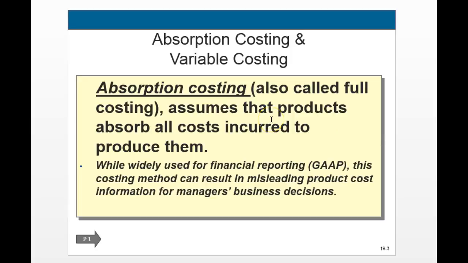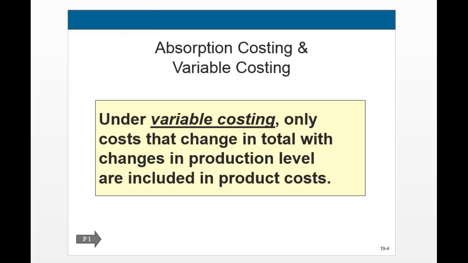With absorption costing, we're always gathering, it's like a big snowball. Wherever the cost is, we just keep rolling it up into the product. Absorption costing is the only reporting that is accepted by GAAP, and that's why we use it. It is misleading, though, when we make managerial decisions about costing. So they have looked at it and said, well, let's try variable costing for our management decisions.